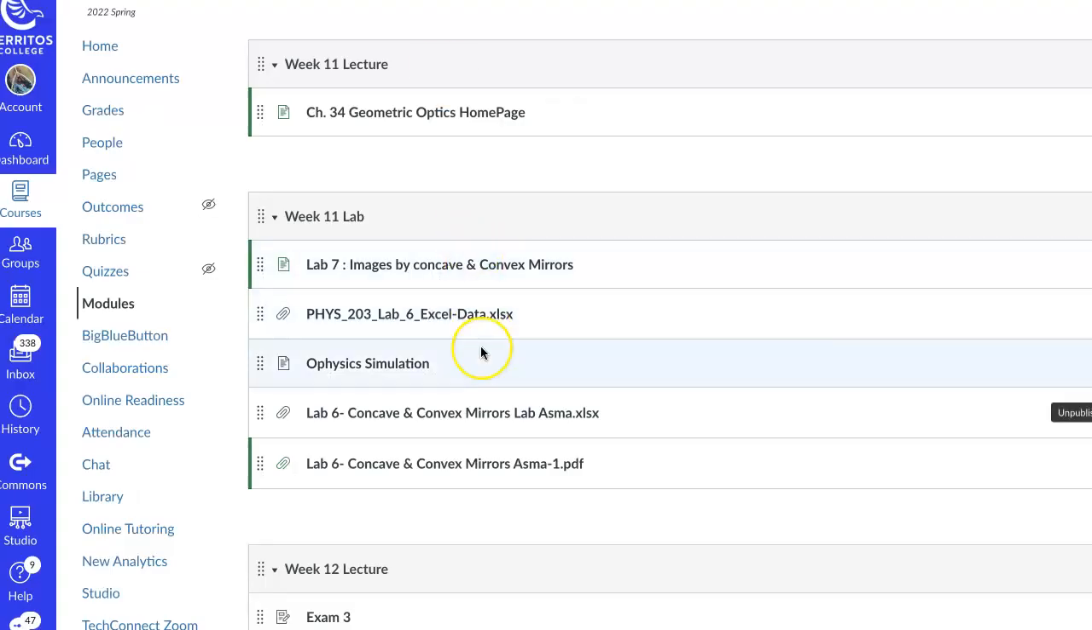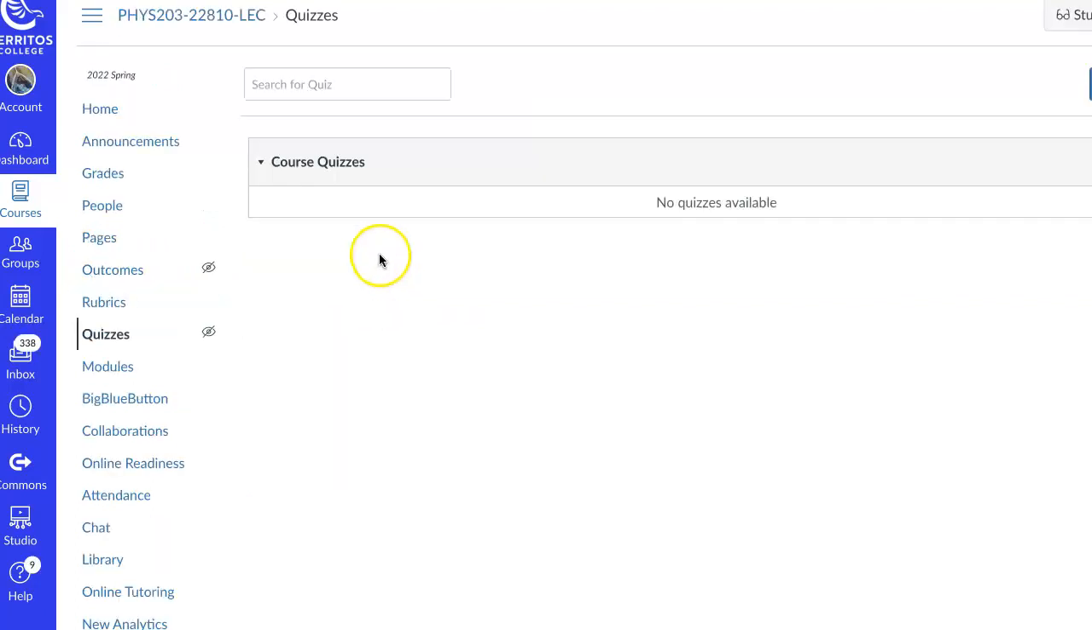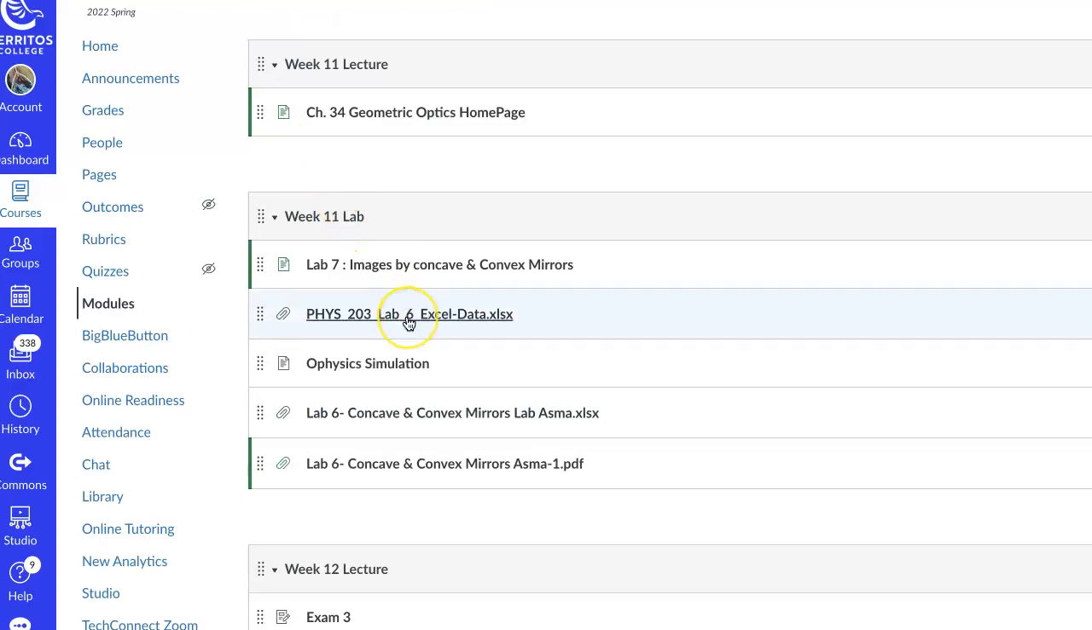Okay, this is the one. Then here, the week 11 lab is where you're going to have the instructions, and this is my basic data. I can also share with you maybe some of these. This is also my data. This is where you're going to access the simulation. And that one is also extra, I would say, like my notes here.